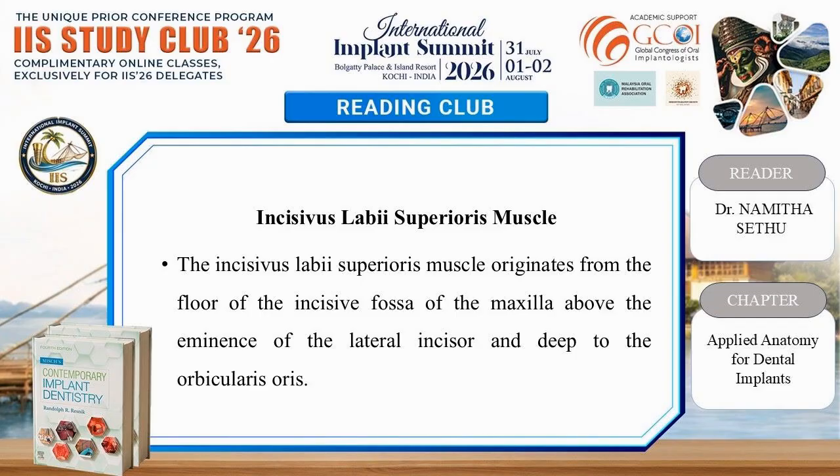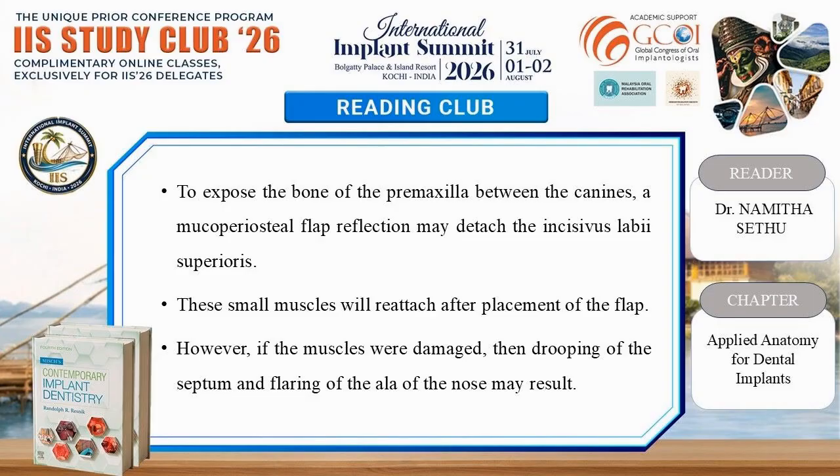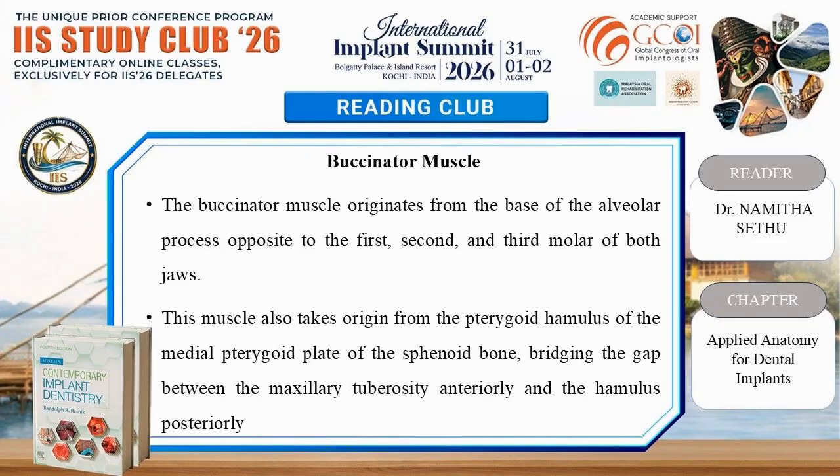Incisivus labii superioris muscle. The incisivus labii superioris muscle originates from the floor of the incisive fossa of the maxilla, above the eminence of the lateral incisor and deep into orbicularis oris. To expose the bone of the premaxilla between the canines, a mucoperiosteal flap reflection may detach the incisivus labii superioris. These small muscles will reattach after placement of the flap. However, if the muscles were damaged, then drooping of the septum and flaring of the ala of the nose may result.